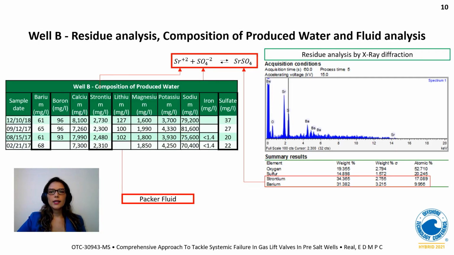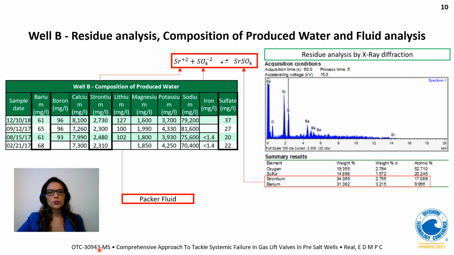Now, I'm going to analyze the residue and composition of produced water and fluid. The residue found in well B gas lift was analyzed by X-ray diffraction, and the sample showed mainly strontium and a smaller proportion of barium. The produced water contains barium and strontium in high concentration. There was sulfate too, like you can see here in this table. The packer fluid used in well B was a brine of sodium chloride with a standard corrosion inhibitor.